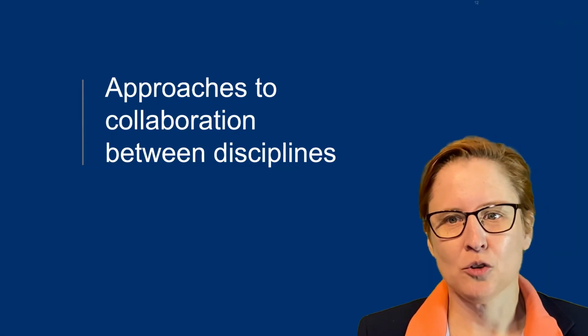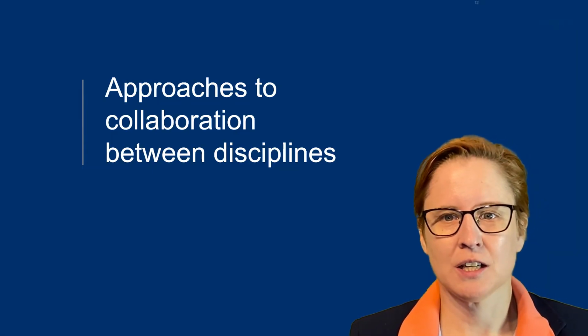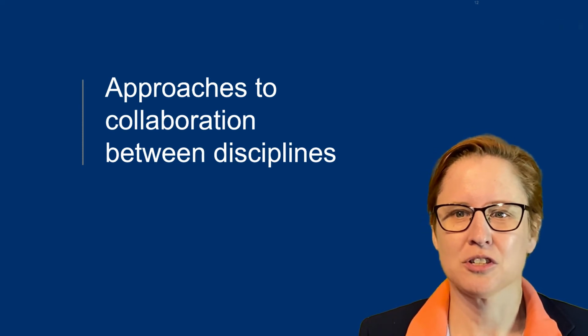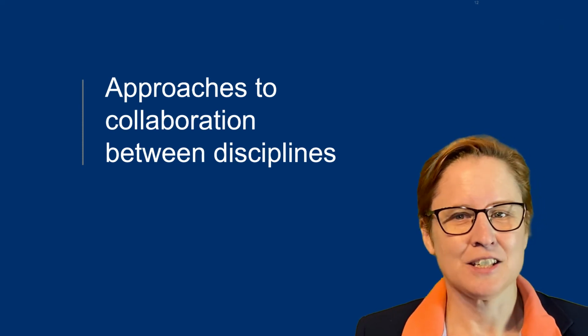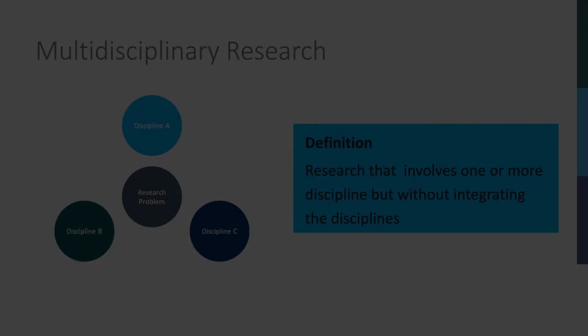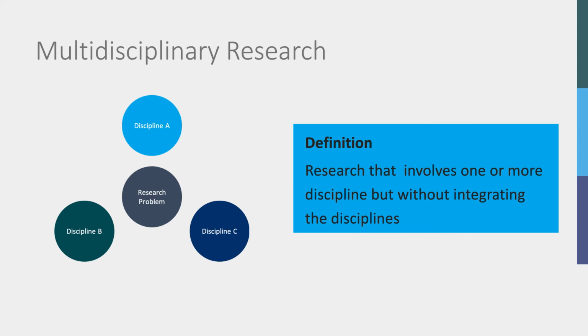With the complexity of knowledge and need for solutions increasing, scientists from different disciplines increasingly have to work together to find solutions and answers. In this next section, I will discuss the different approaches to these collaborations. The first form I will discuss is multidisciplinary research. This type of research involves different disciplines working on the same research problem, but they do not integrate disciplines. Each discipline comes up with their own answers or solutions to the research problem posed.